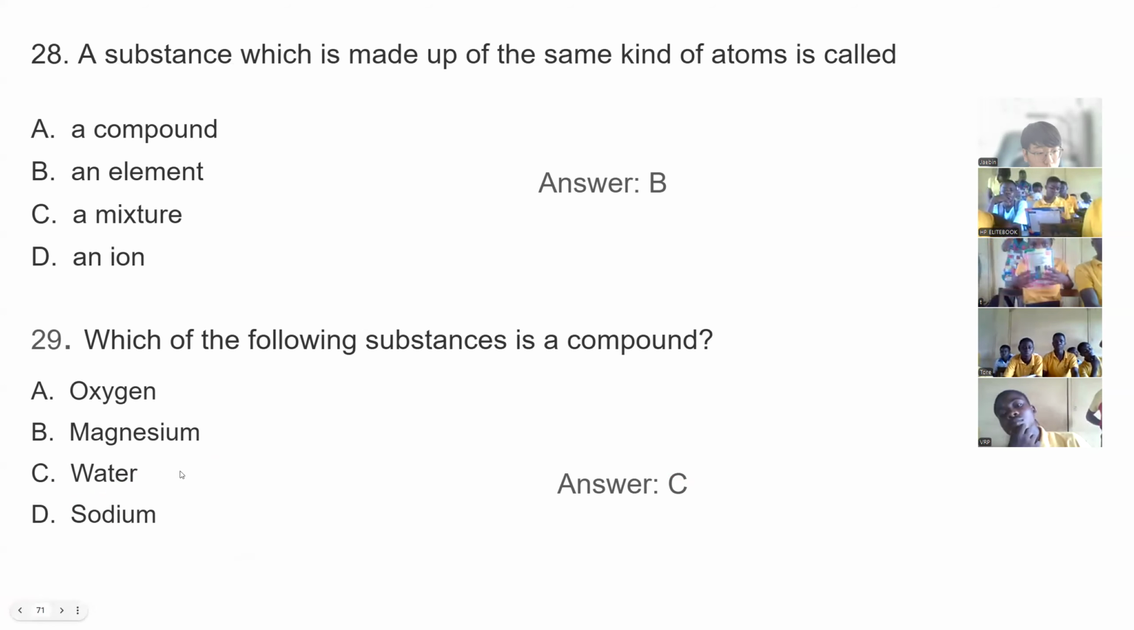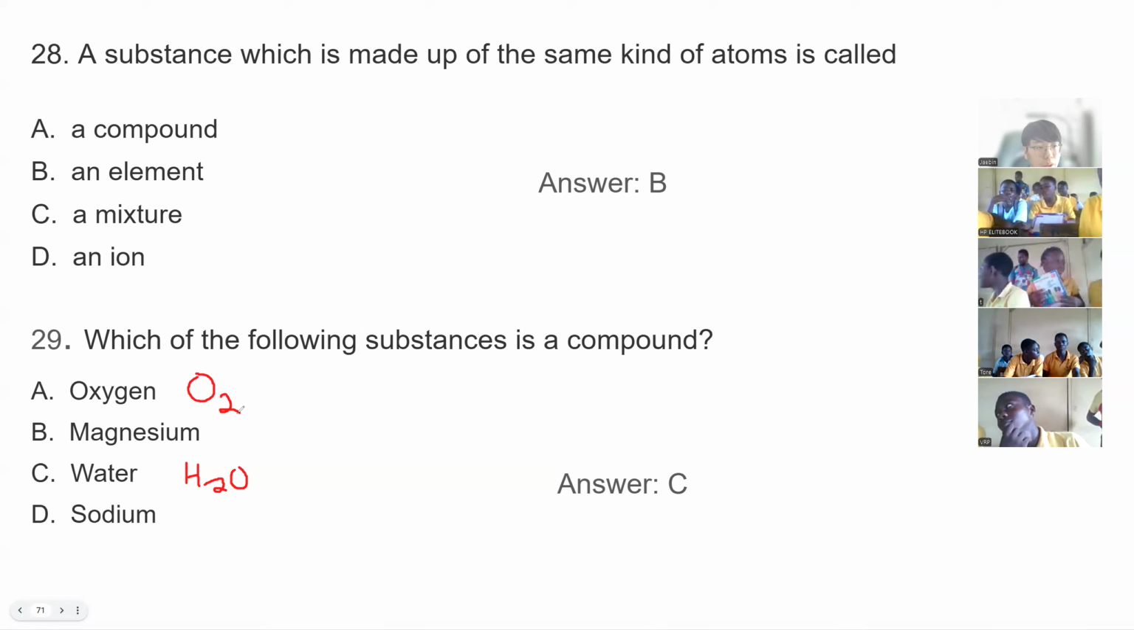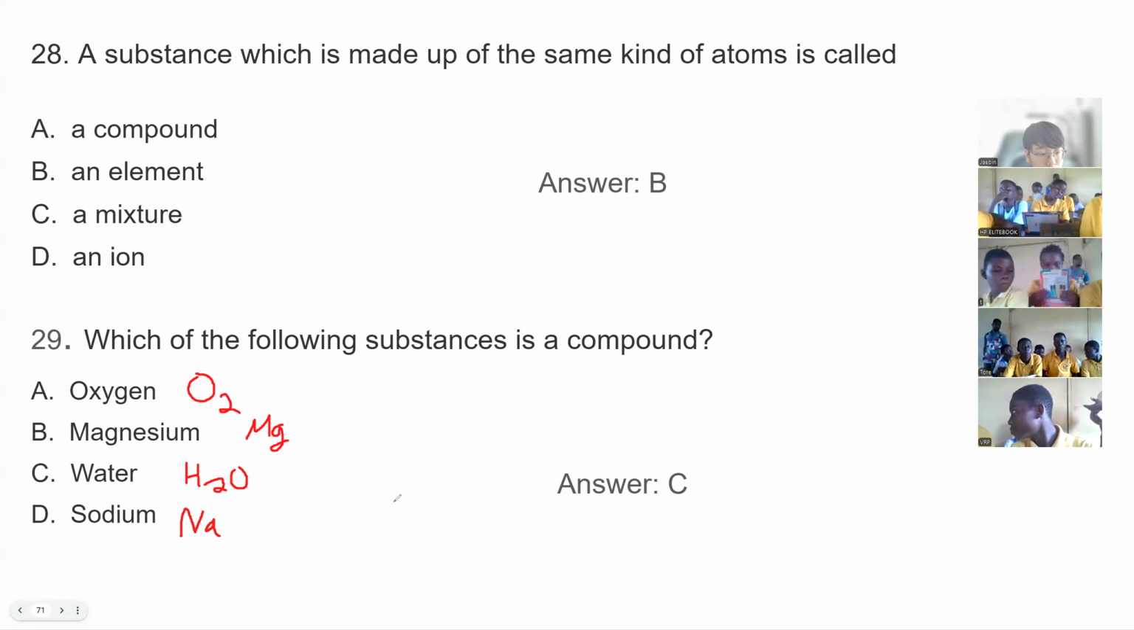So water is H2O. Oxygen, you're talking about the gas, is just O2. It's made up of single elements. It's still an element. Magnesium is just Mg. Sodium is just Na. We can see that oxygen, magnesium, and sodium are all elements made up of one type of atom.